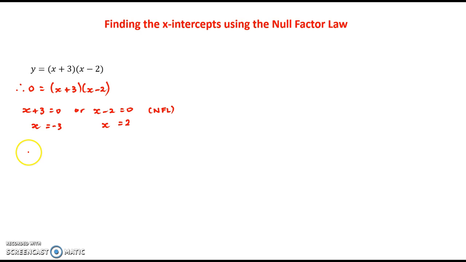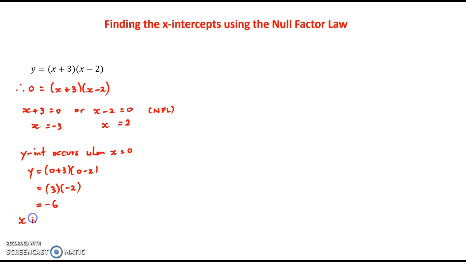To follow on here, we're going to look and see if we can find the y-intercept. So our y-intercept here occurs when x equals 0. It can be found by just substituting 0 in place of x. So the first bracket will evaluate to 3 and the second to negative 2, which when you multiply gives us negative 6. So our x-intercepts are equal to negative 3 and 2, and our y-intercept, and we'll only have one of those, will be negative 6.